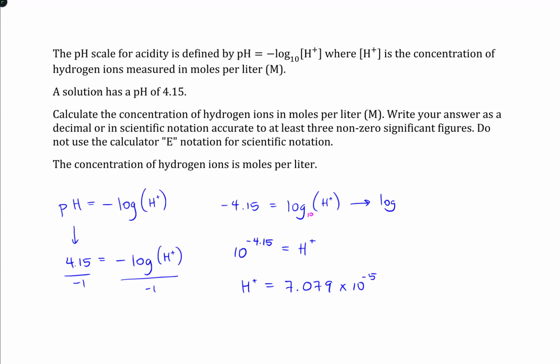And it did say to use at least three non-zero significant figures. I've actually got four significant figures, so it would have accepted 7.08 times 10 to the negative fifth, but because it was at least three significant figures, then we're fine. Any more than that is okay.